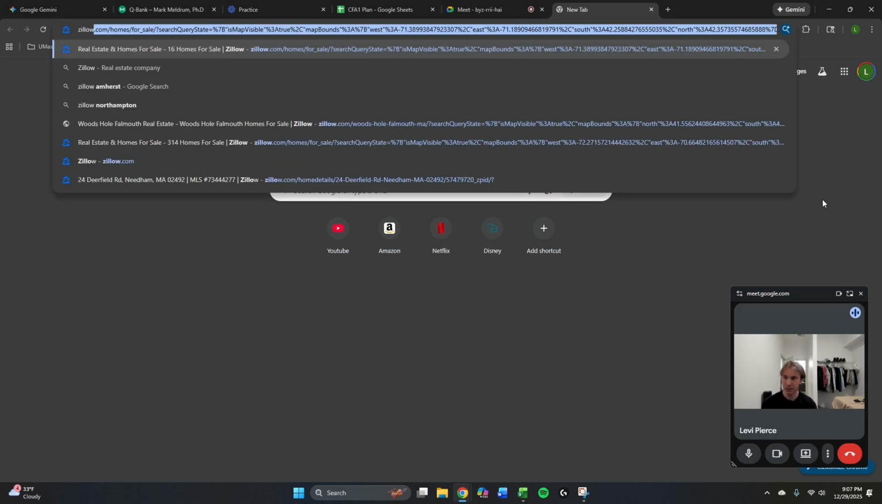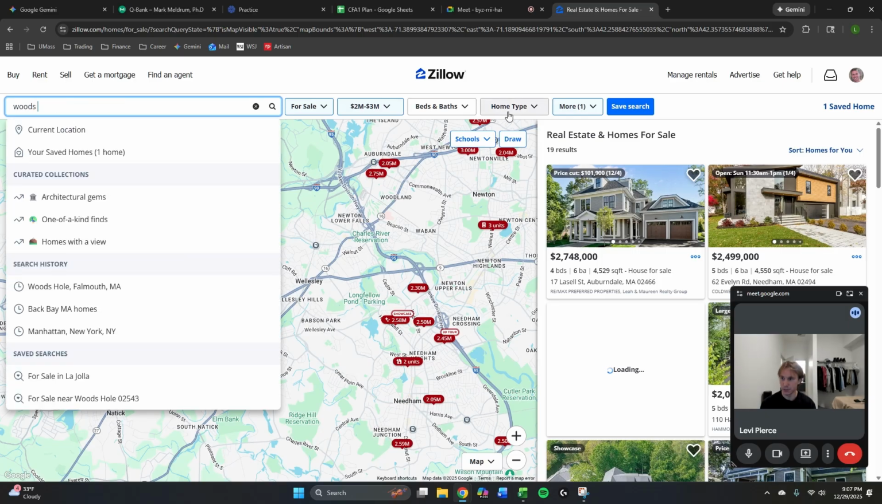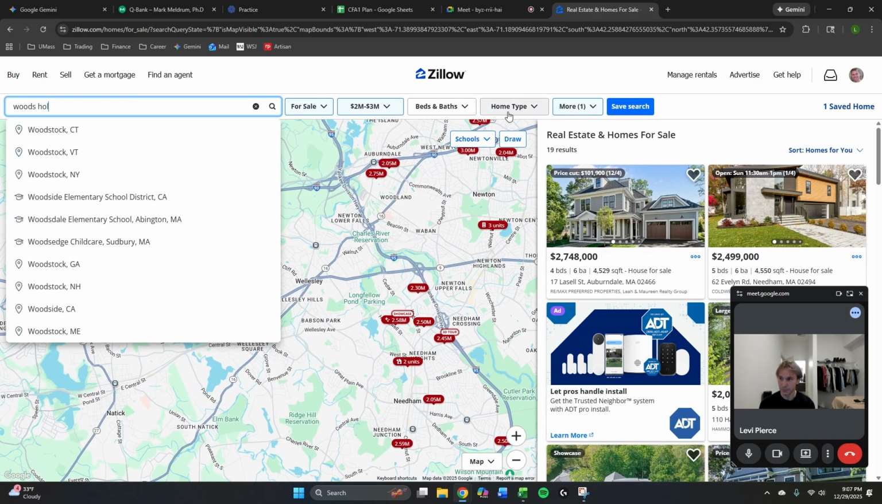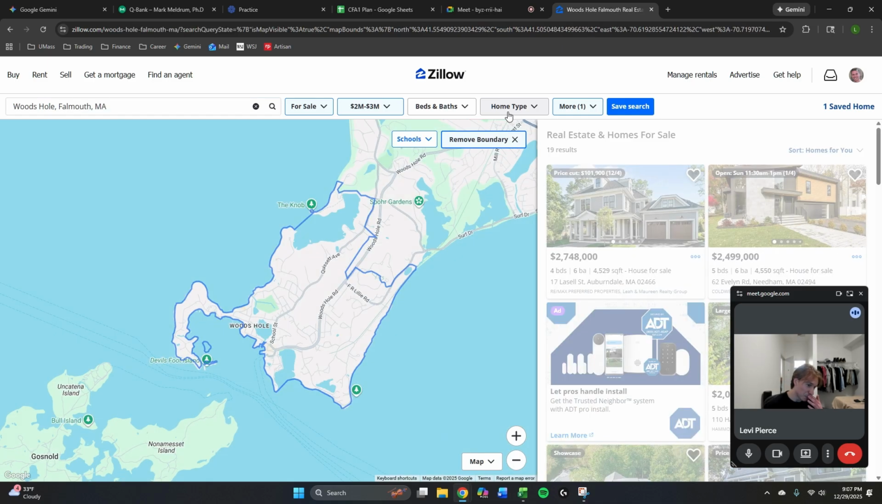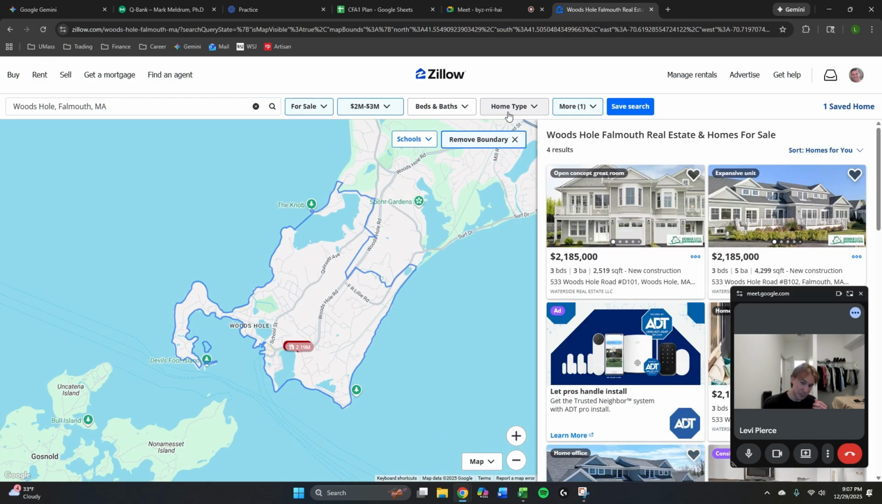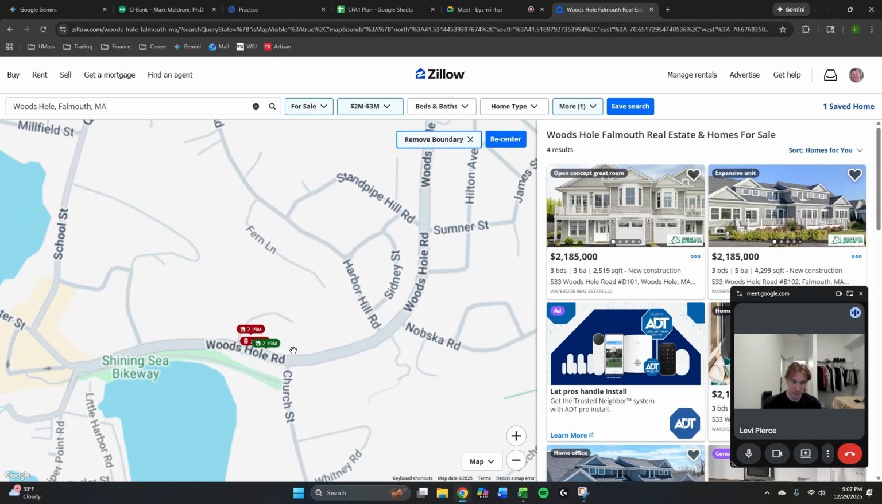So let's go on Zillow and let's enter Woods Hole. It should be in Falmouth. And what we're going to do is build an amortization schedule. So let's say you're going to buy your dream home in Woods Hole.